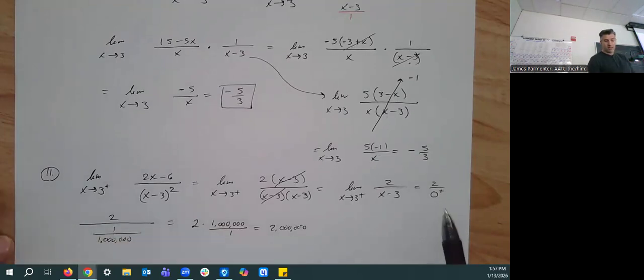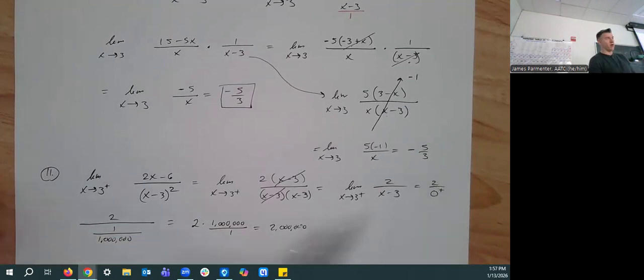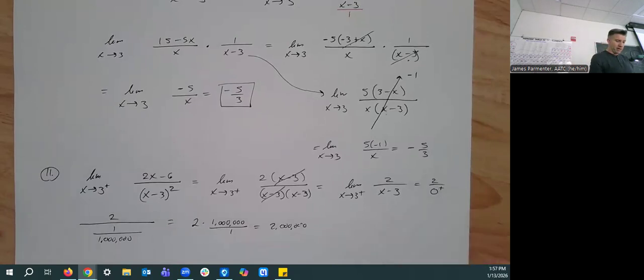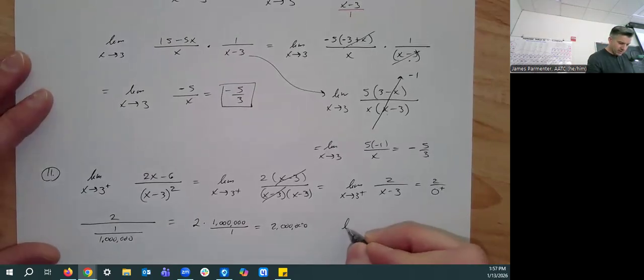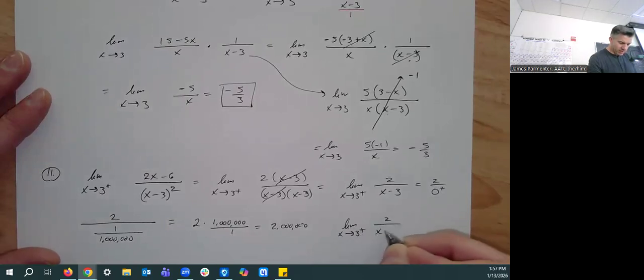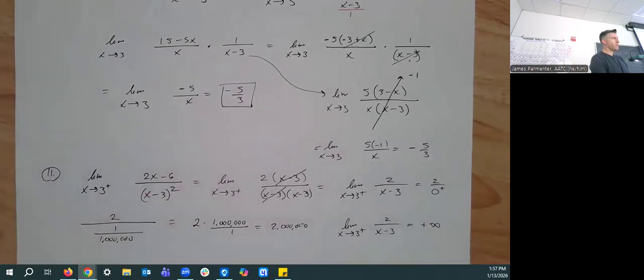So here, once I see that it's not 0 divided by 0, the only thing I'm thinking about doing is saying, okay, well, is the whole thing positive or is the whole thing negative? Oh, it's positive because it's a positive divided by a positive. So in this case, we would say that the limit as x approaches 3 from the right of 2 over x minus 3 is positive infinity.